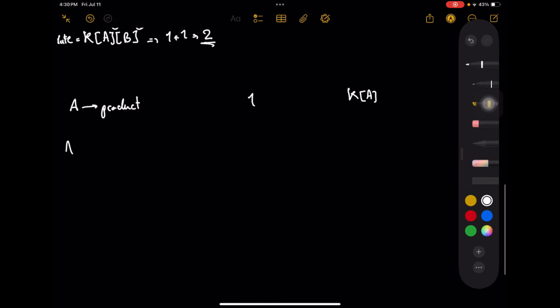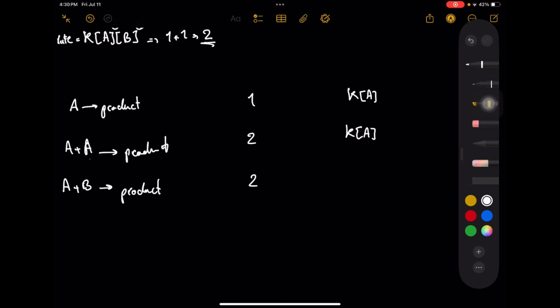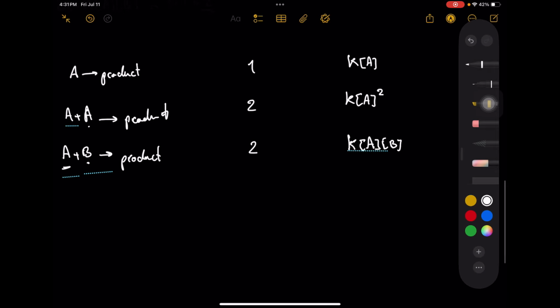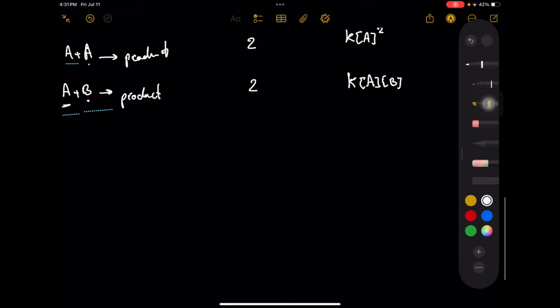If we have A plus A produces product, and if we have A plus B produces product, we have a bimolecular reaction, or the molecularity would be 2, and the rate law would be k[A]^2, since we have 2 A's. For A and B, it would again be k[A][B].